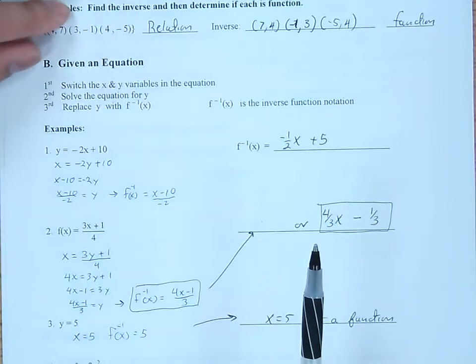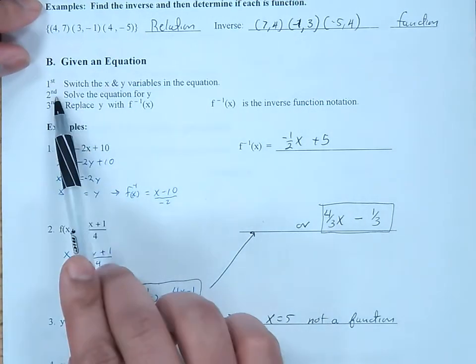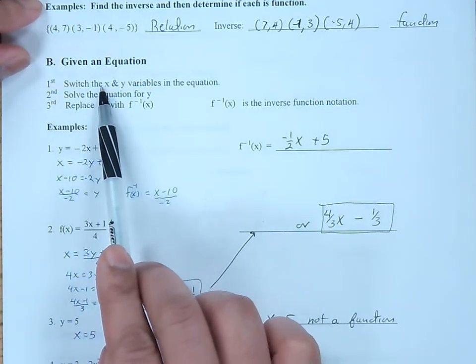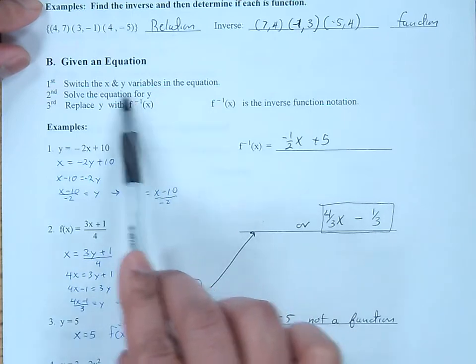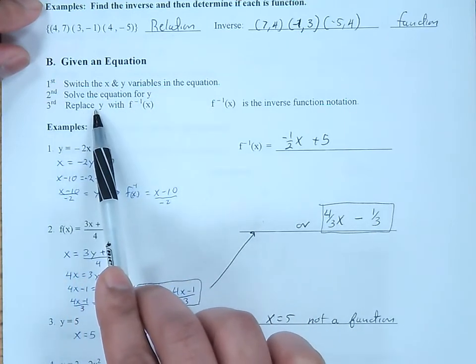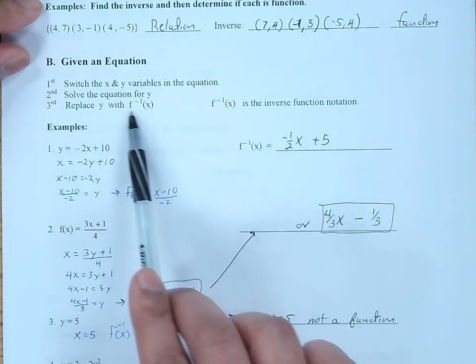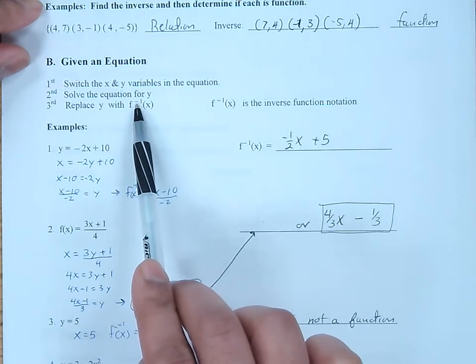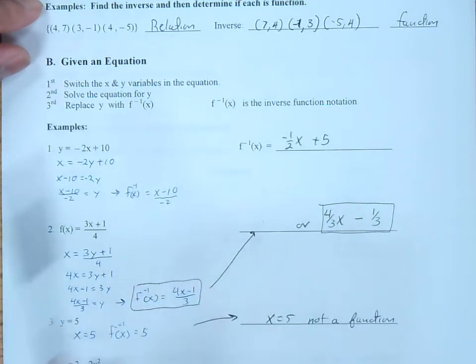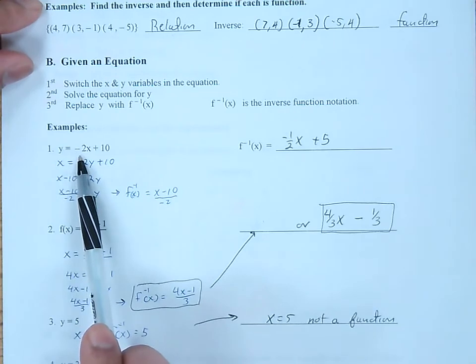Now, a couple of steps to finding the inverse. First step, simply switch x and y variables in the equation, then go ahead and solve for y. Finally, replace y with the function notation f of negative 1. That negative 1 stands for inverse of x. So here's the first problem right there.